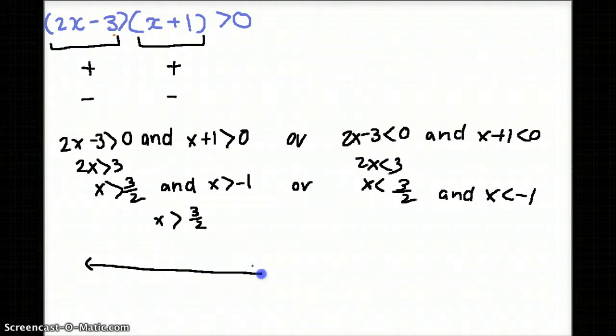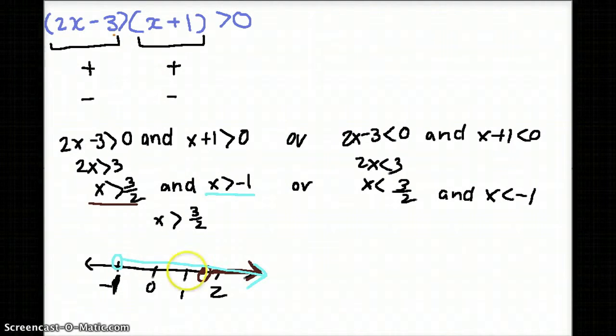If we draw the inequality, we can see this better, or draw the number line. So this should be −1, then 0, 1, 2. If we graph x is greater than 3/2, and then if we have x is greater than −1, the place where the graphs intersect is this region right here, right? So we can basically say that x is greater than 3/2.